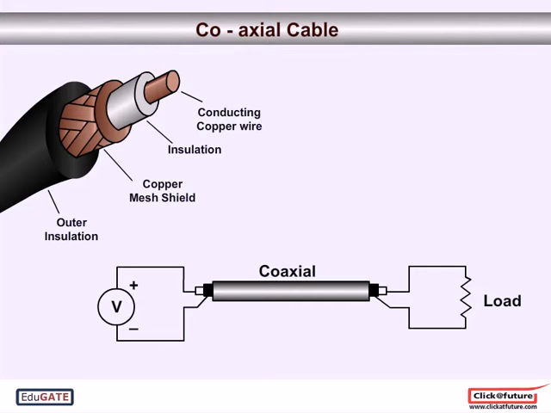The transmission takes place through 2 conductors, namely, conducting copper wire and copper mesh shield, and hence the input and load are connected at the 2 terminals of the coaxial cable across these 2 conductors as shown in the animation. Now let's see how actual transmission takes place.